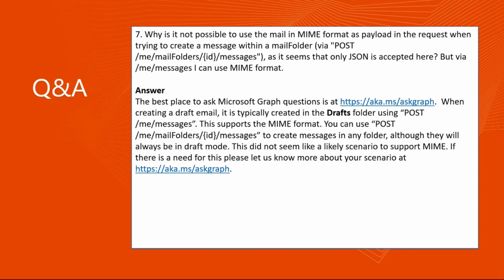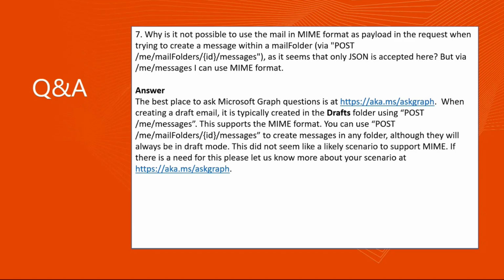And there was a question that came in on Microsoft Graph asking why it's not possible to use the mail in MIME format as a payload in the request when trying to create a message within a mail folder. So one way you can create it is /me/mailFolders/ID/messages. It looks like only JSON, well, it is only JSON that is accepted there. But if you use /me/messages, you can use a MIME format.